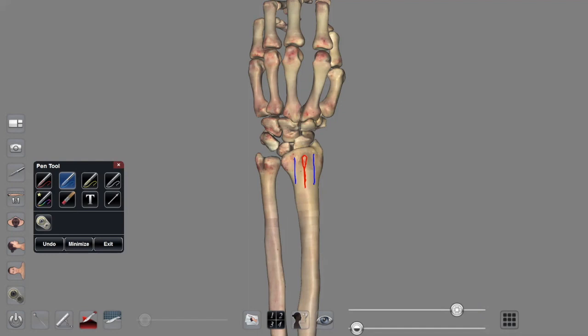These grooves allow for passage of multiple tendons for the forearm, wrist, and hand muscles. And the Lister's tubercle serves as a pulley, if you will, for the tendon of the long extensor muscle for the thumb. So the extensor pollicis longus.